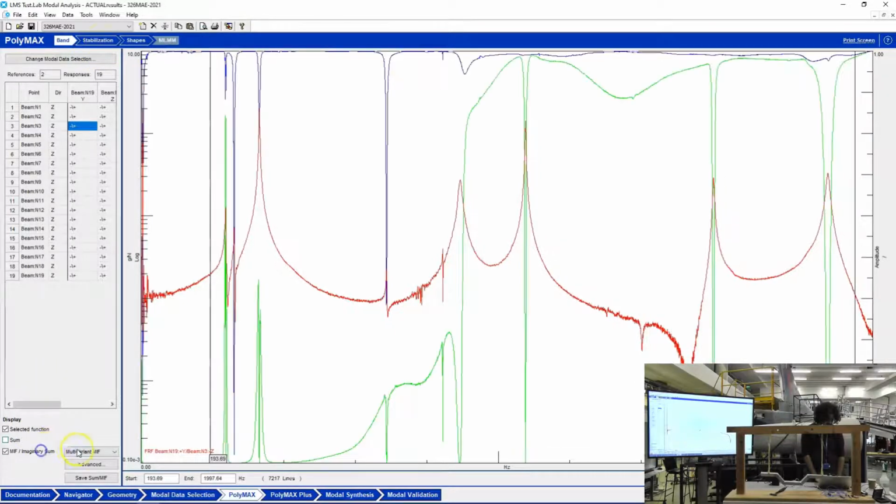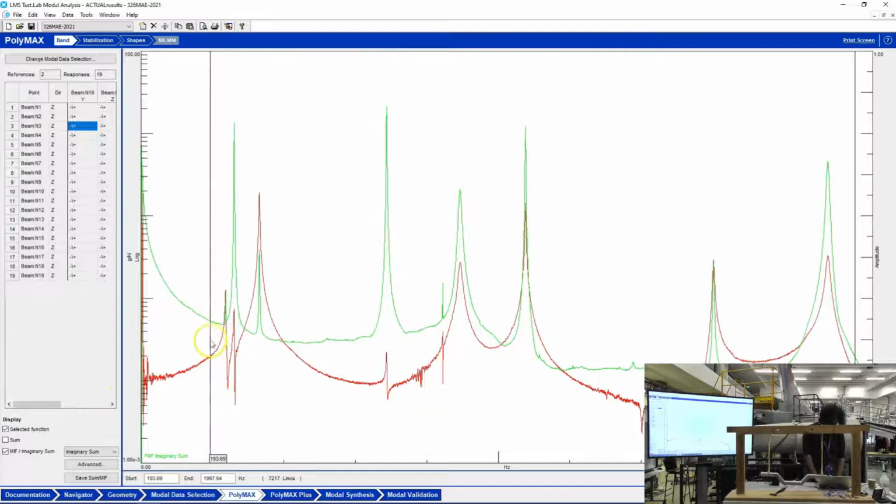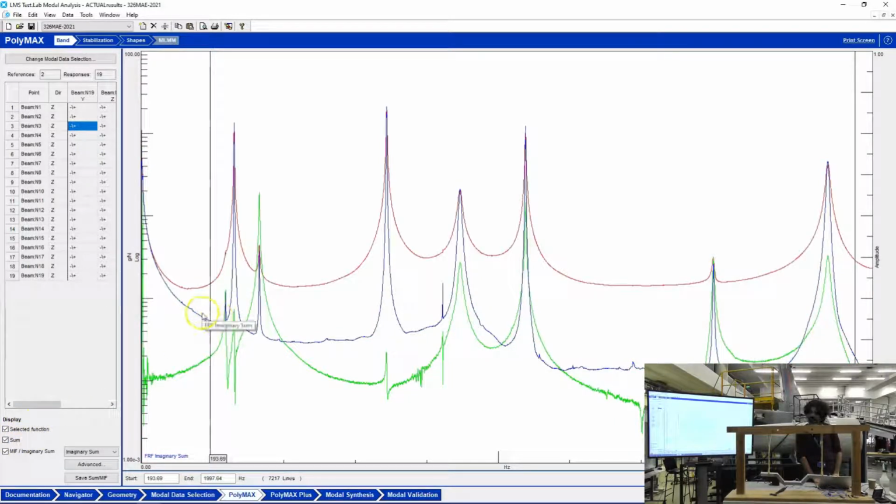Another way of looking at these is imaginary sum. So if you want to have a look at your peaks, so this green curve is the sum of the imaginary parts of the FRFs. Now this also gives you a clear indication of where all the peaks, where the important peaks are. So let's use sum and imaginary sum for this.